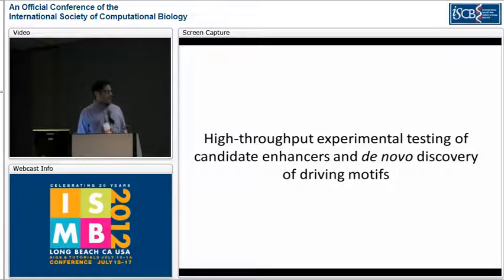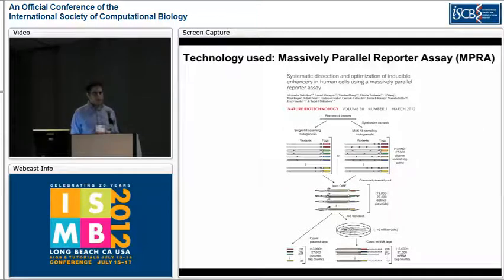Since then, we've now done work doing high-throughput experimental testing of candidate enhancer sequences, in a framework where we can do de novo discovery of the driving motifs. In some sense, it wasn't completely satisfying that we could make tens of thousands of enhancer predictions across the genome, but then we were only experimentally testing 10 of them. So what we're leveraging now is recent technology spearheaded by Tarjei Mikkelsen that was recently published.